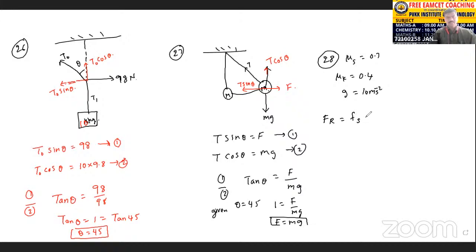Fs minus Fk, because static friction is more than the kinetic friction. So Fs is greater than Fk. So Fr is equal to mu s into N minus mu k into N.